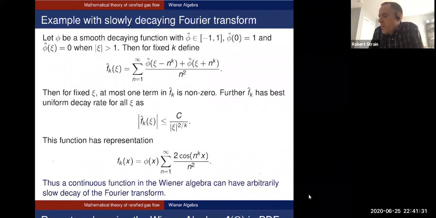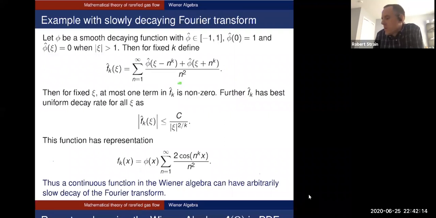In any case, let phi be a smooth decaying function, like a bump, so that its Fourier transform is between 0 and 1. The Fourier transform is 1 when you take the value 0, and the Fourier transform is 0 for xi bigger than 1. And then define f hat of xi to be the sum from n equals 1 to infinity of phi hat of xi minus n to the k plus phi hat of xi plus n to the k, divided by n squared, where k is a parameter that we're fixing. Then, first of all, for fixed xi, at most one term in f hat is non-zero.